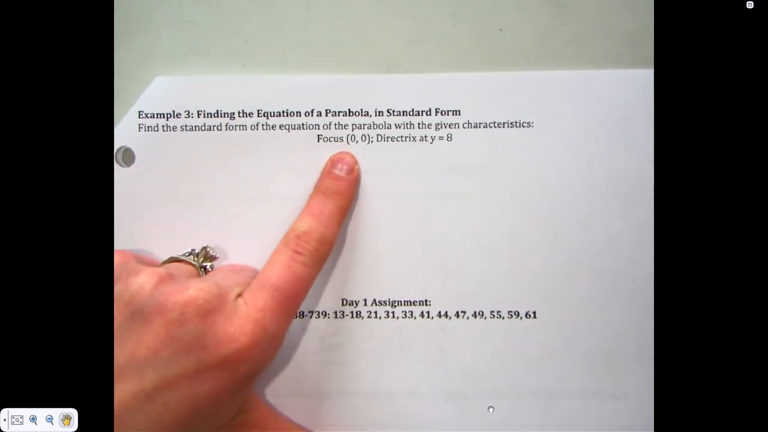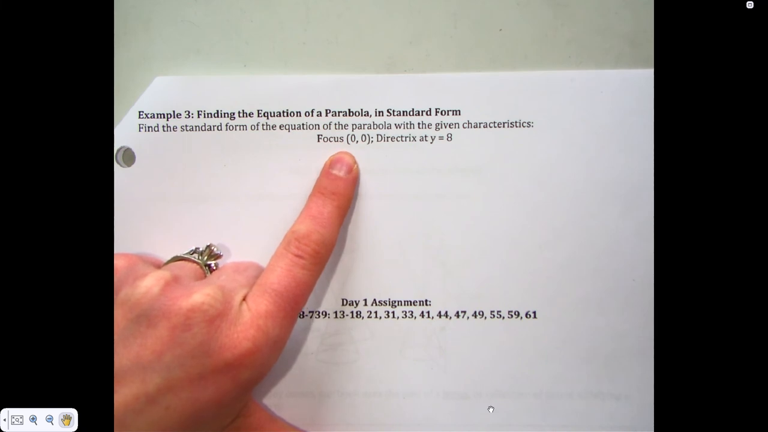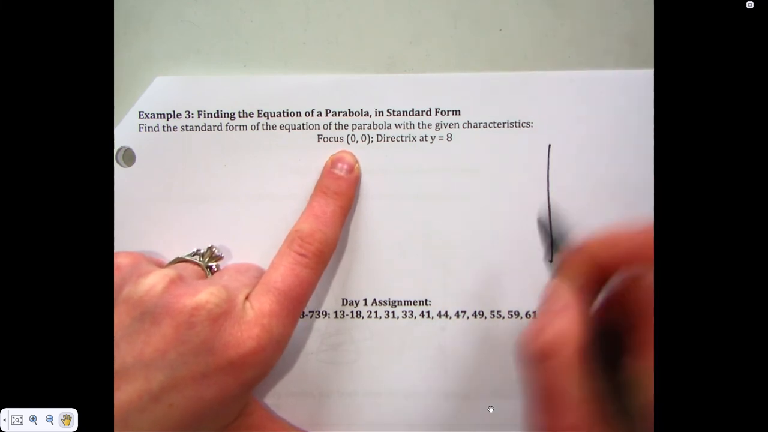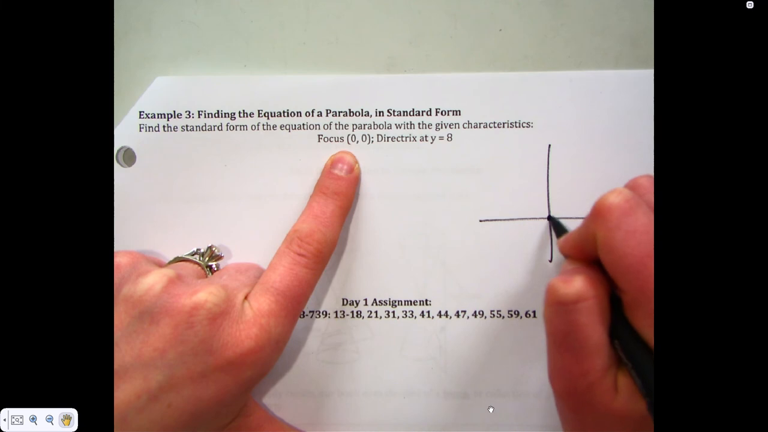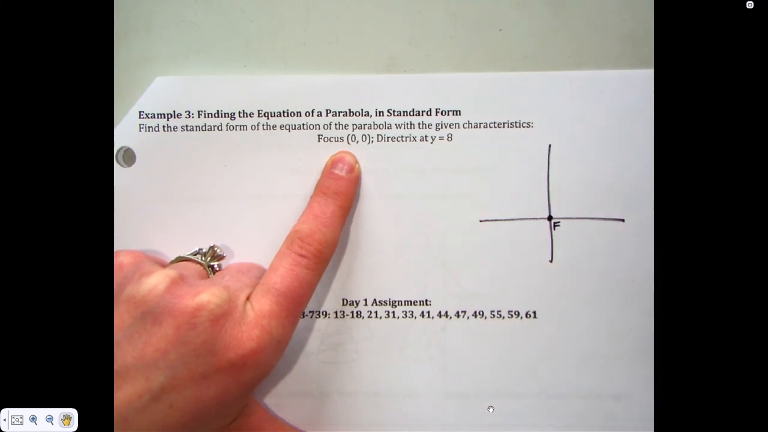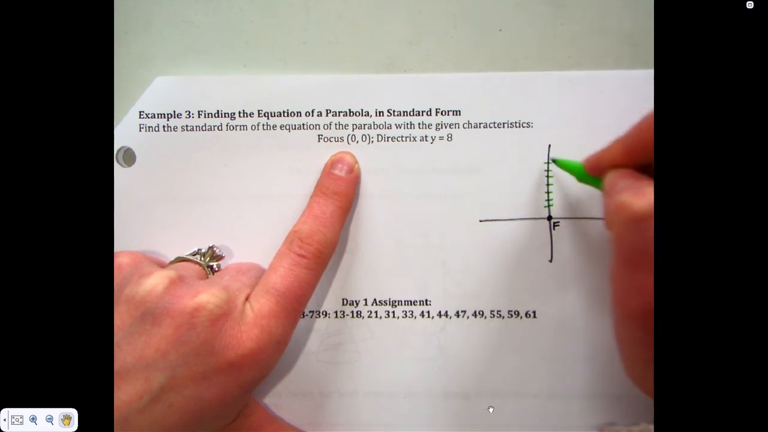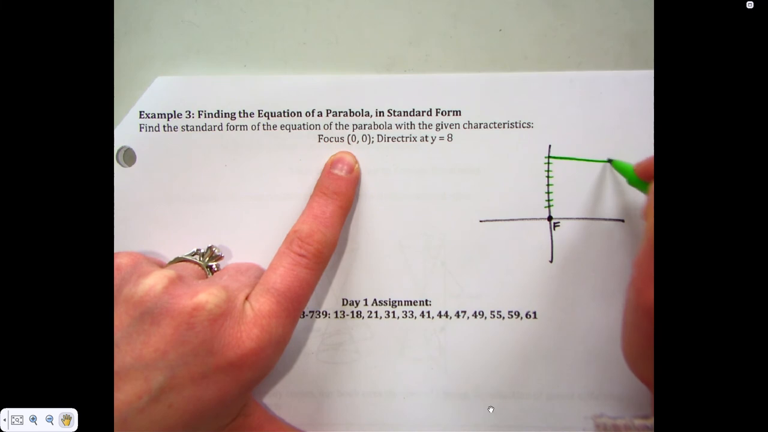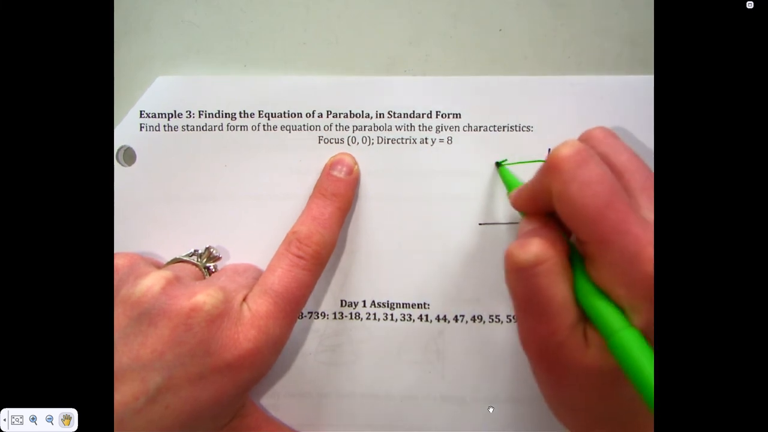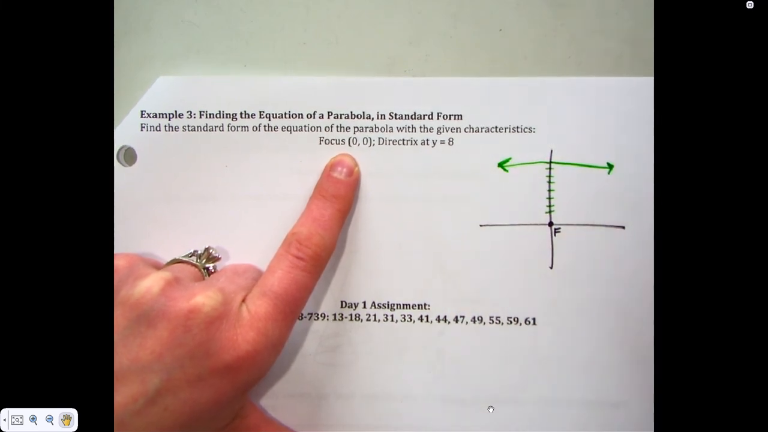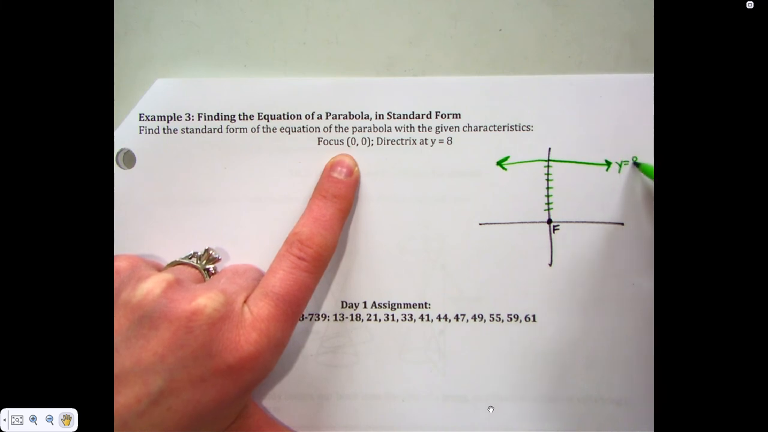Here, notice they didn't give me the vertex, so I don't have that to start with, but they did tell me about the focus. So the focus is at the origin, and the directrix is at y equals 8. So let's recall y equals 1, 2, 3, 4, 5, 6, 7, 8. That means I'm always at a height of 8. So I have a nice horizontal line. This is y equals 8.